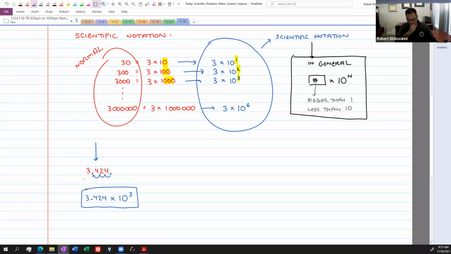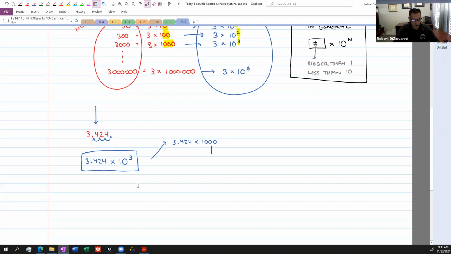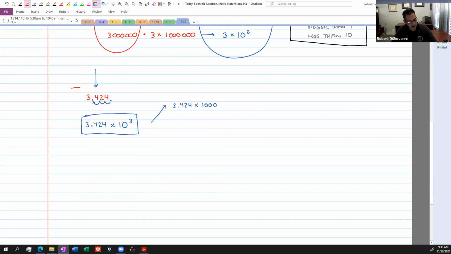And you can just check. I mean, this is really just 3.424 times 10 to the third, which is 1,000. And so if you multiply those in your calculator, you would get 3,424. Does this make sense? So that's one example here. So let's do one more.